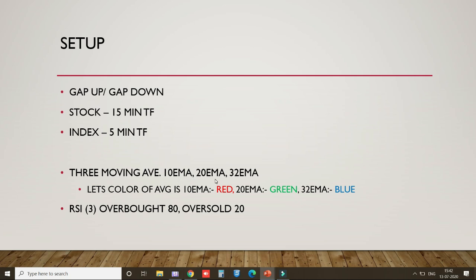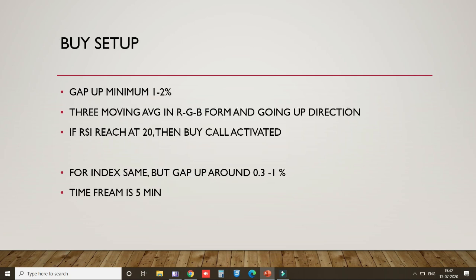Along with the 3 moving averages, I am using RSI with a period of 3, and I set the overbought zone at 80 and the oversold zone at 20. This indicator I am using on the intraday chart. When the buy setup is activated, your stock or index must be gap up. For a stock, it must be gap up minimum 1 to 2%, and then this setup is valid.